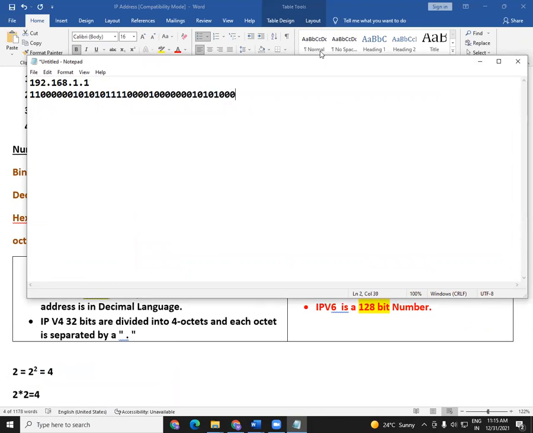Something like this. So which one is easier? We are more used to these numbers, right? 192.168.1.1. We are not used to binary numbers. It's not easy to understand binary numbers. You have to do some calculations, and only then can you understand them. But here, 192.168.1.1, do I need to do any calculations to understand the number? No.